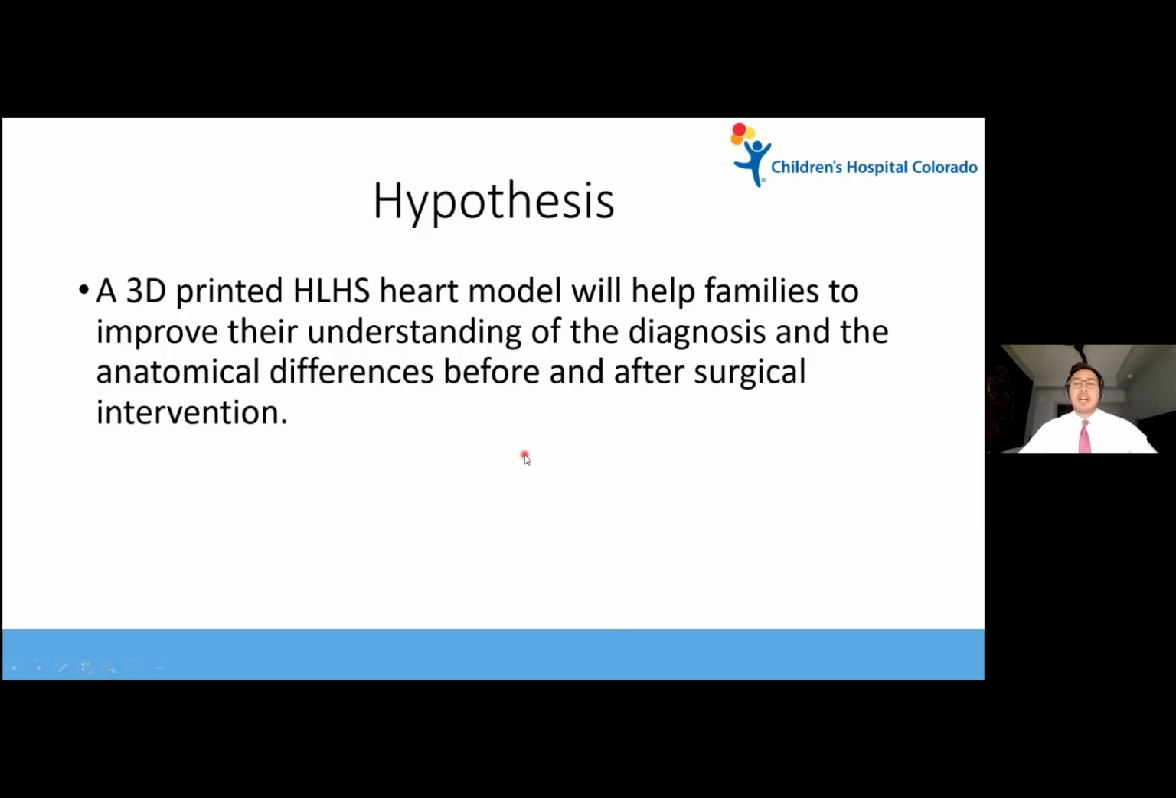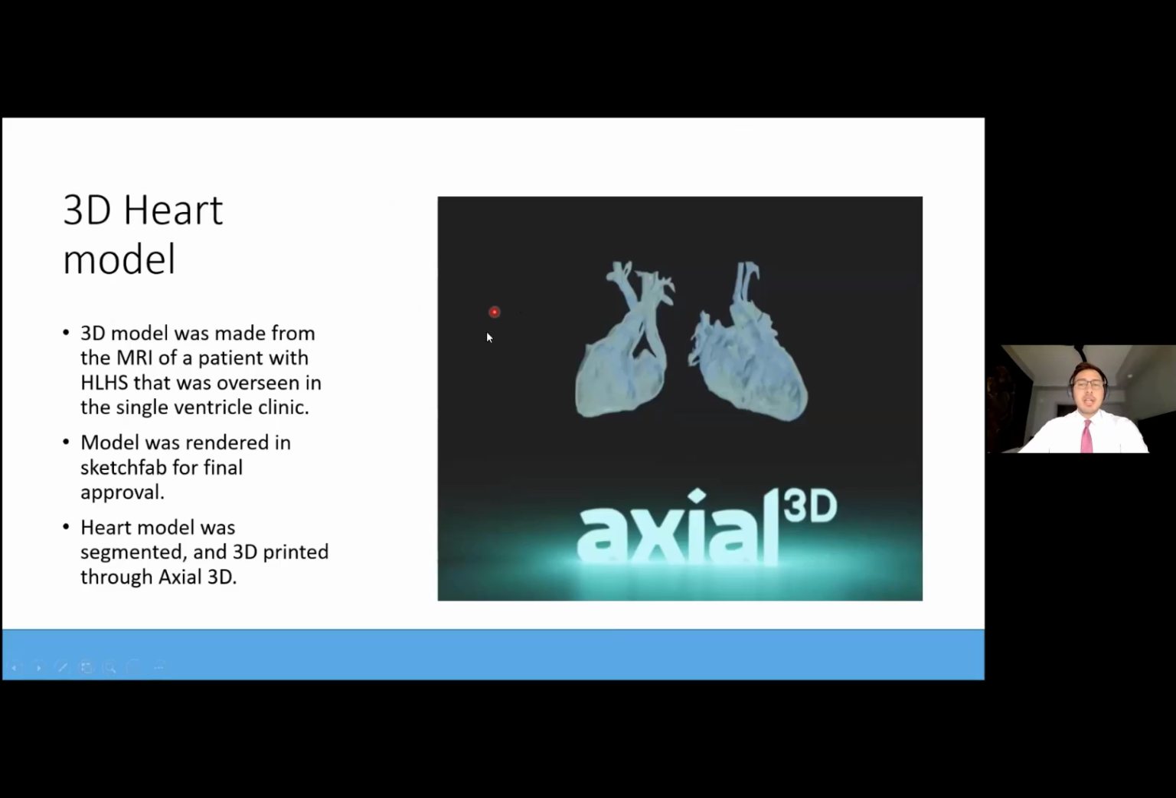For this study, we hypothesized that a 3D printed HLHS heart model will help families to improve their understanding of the diagnosis and the anatomical differences before and after a surgical intervention. To do that, we created a 3D heart model from an MRI of a patient with HLHS who was overseen in the single ventricle clinic. This model was rendered in SketchUp for final approval and then was sent off to Axial 3D, where it was 3D printed.